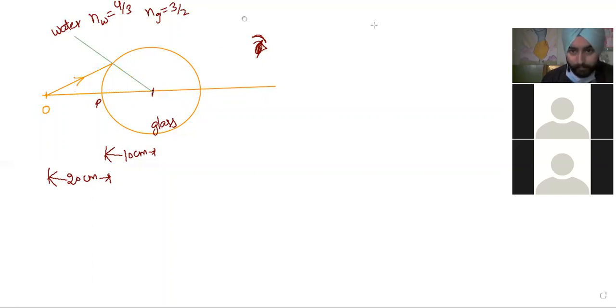Is this clear? As this is the normal, and the ray is moving from denser to rarer medium, this ray will bend toward the normal. So this ray will bend toward the normal like this.